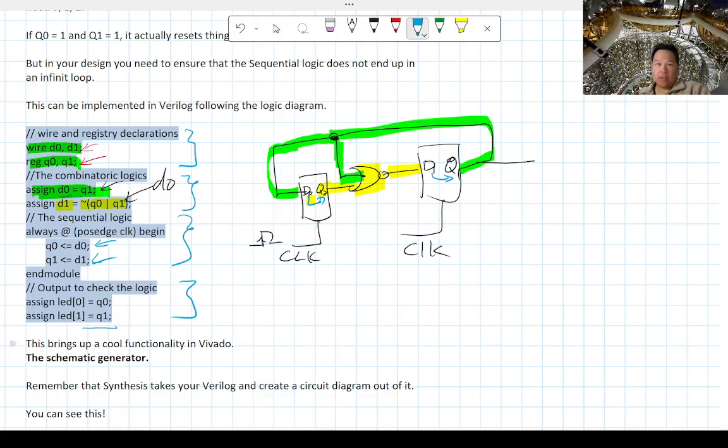Your FPGA does not care, because when you synthesize, implement, and bitstream this, all of this will happen all at the same time. So you don't have to do things in order. It's not going to do things in order. It's actually doing it all at once.